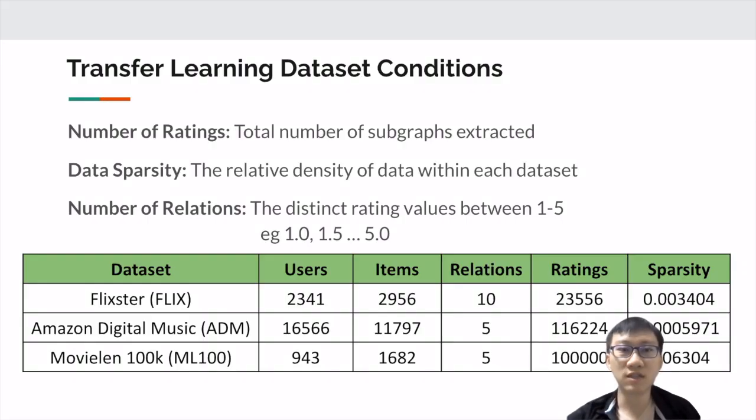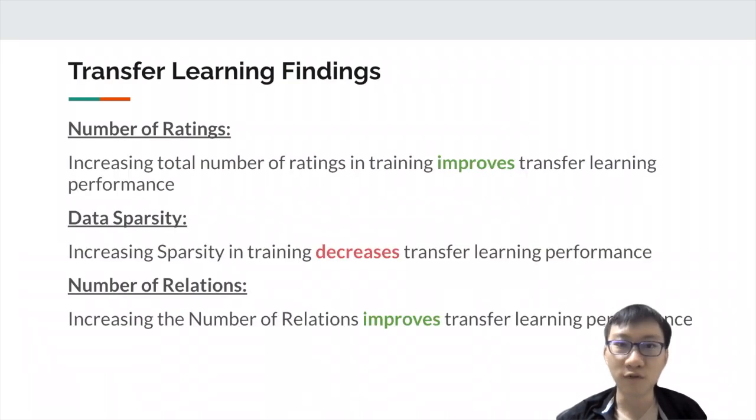We investigate the efficacy of IGMC and our best 2 performing extension models on a range of datasets under varying conditions. We test against 3 main conditions: the total number of ratings, the number of relations in the data, that is, the number of actual ratings an item can be given between 1 and 5, and the data sparsity of the dataset. We found that the number of ratings generally appears to improve the model performance across the board, while the sparsity of data in the training dataset generally reduces the transfer learning performance of the model. And increasing the number of relations appears to improve its transfer learning metrics.